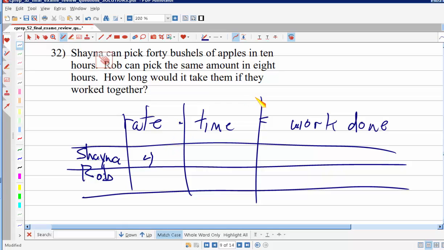Rob can pick the same amount in 8 hours. So his would be 40 divided by 8, or 5. His rate is 5 bushels per hour. How long would it take them if they worked together? We don't know how long, but it would be the same for each of them. Her work would be 4x, because rate times time equals work done. His is going to be 5x.